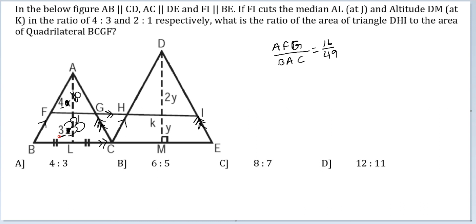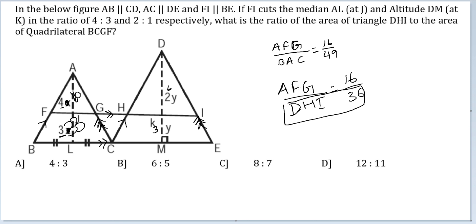Also, because you are getting height 3 here, you will also get height 3 here. And if y is 3, 2y will be 6. So if height is 6 here, look at triangles AFG and DHI. They are similar triangles. At one place you have height as 4, at another place you have height as 6. So the areas of AFG to DHI will be 16 by 36. So DHI, I'm getting 36.